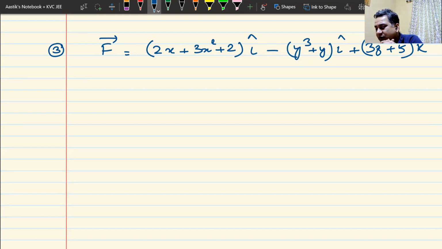2x plus 3x squared plus 2i minus. Sir, but it's a cap. Oh yes, yes, y cube plus. Yes, got it. Mistake in writing. So is it conservative or is it non-conservative?